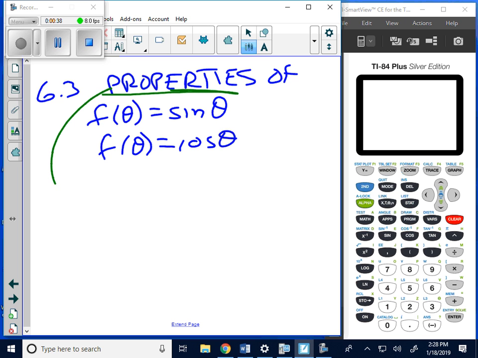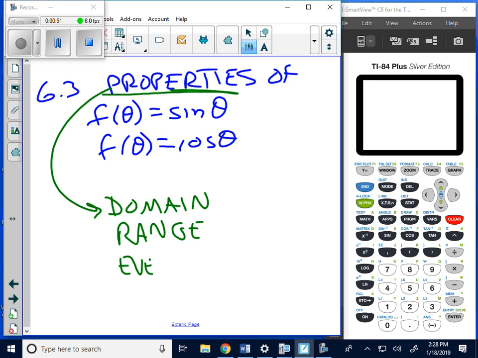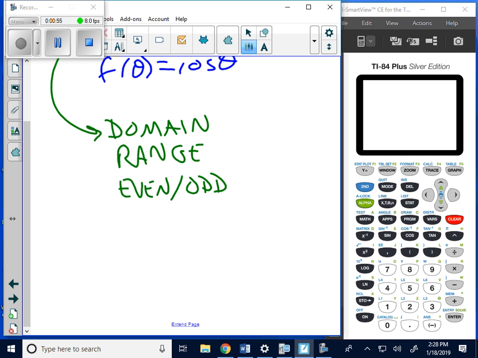Things like domain, range, technically zeros. We're going to hold off on zeros for a little bit. Is it even or odd? Today we're going to talk about a property you haven't seen before, and that's the period of these functions. I've got my calculator here. You should probably have yours handy to mimic what I'm doing.